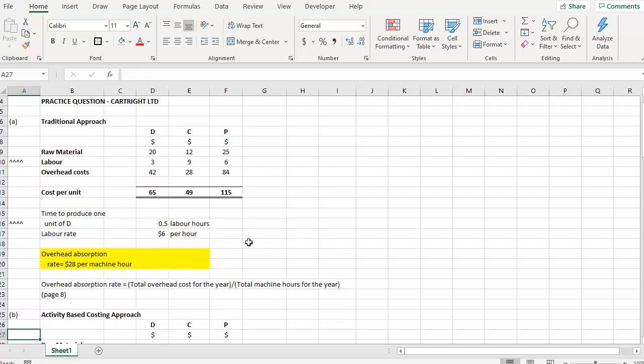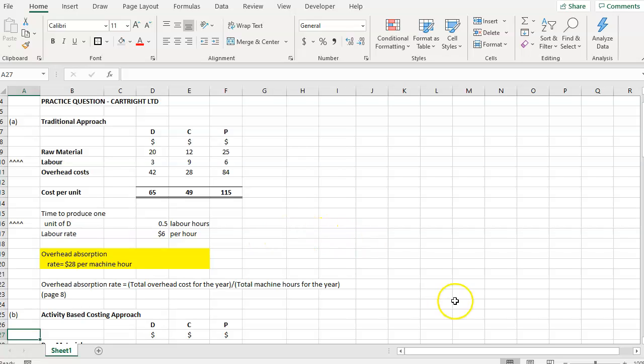Now part B reads, calculate the cost per unit for each product using ABC principles, and you're to work to 2 decimal places, because of course we're dealing with money, and money is always quoted to 2 decimal places.